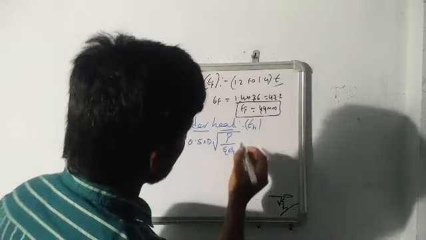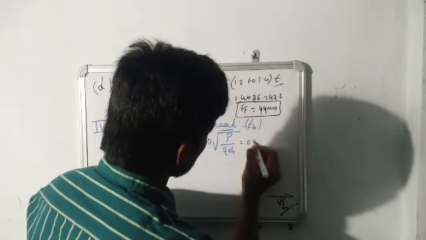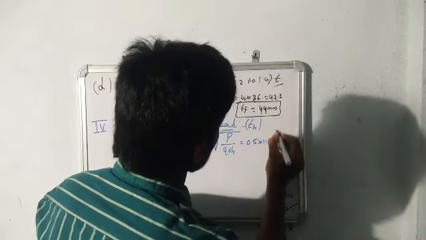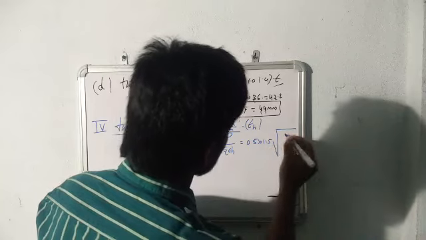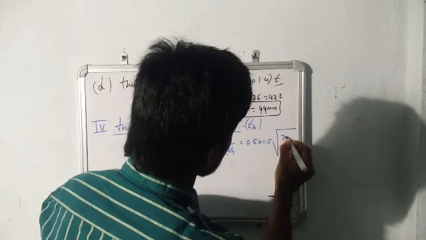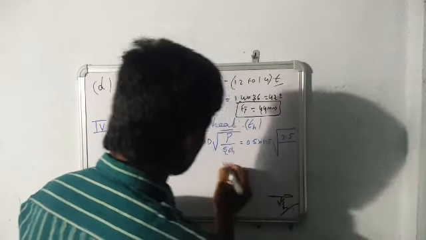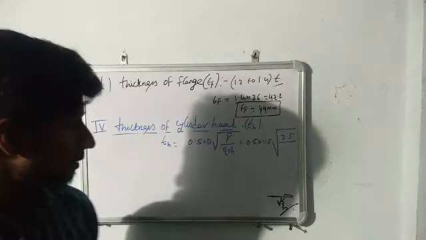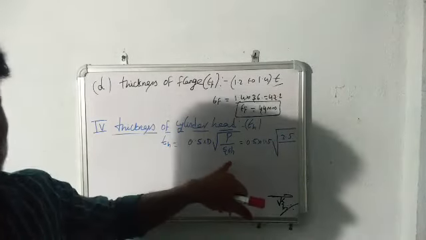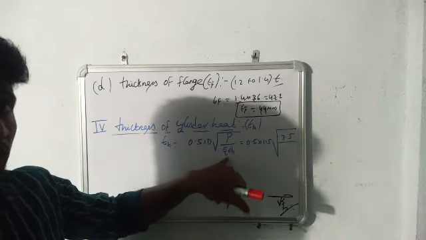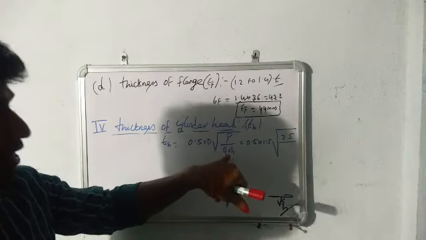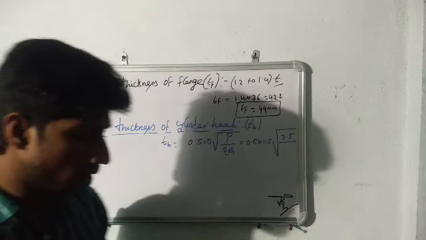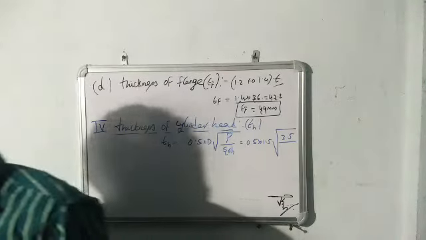By substituting these values, 0.5 into 115 into root of P, which is 3.5. Here we don't know what the allowable tensile stress in the cylinder head is, so let's refer to the design data book. In that particular condition, what is the value of the thickness of the cylinder head? Consider that value.